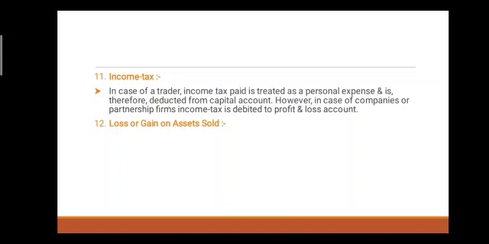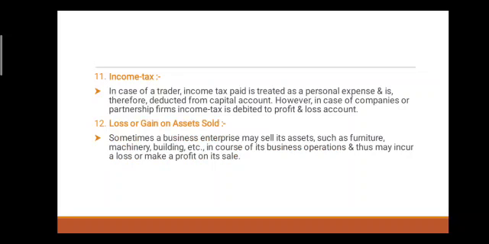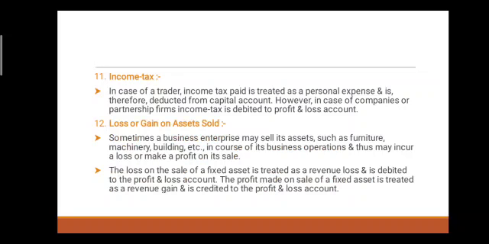Twelfth, loss or gain on assets sold. Sometimes a business enterprise may sell its assets such as furniture, machinery, building, etc. in course of its business operations and thus may incur a loss or make a profit on its sale. The loss on the sale of a fixed asset is treated as a revenue loss and is debited to the profit and loss account. The profit made on sale of a fixed asset is treated as a revenue gain and is credited to the profit and loss account.